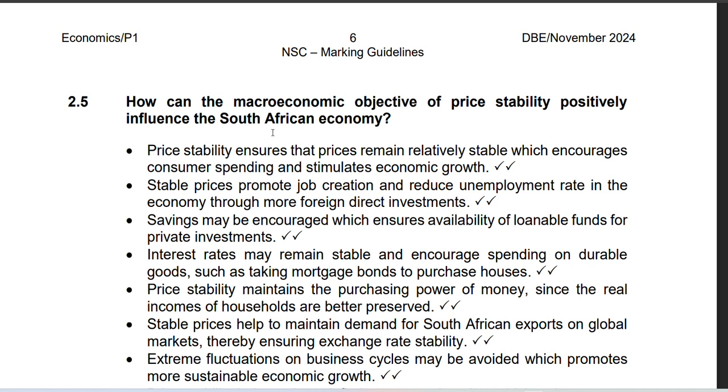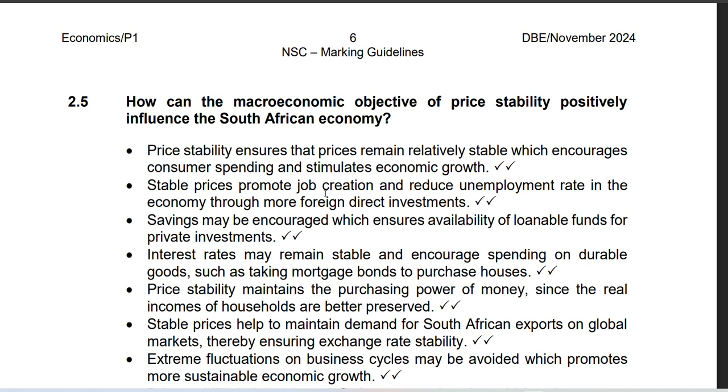2.5 says, how can the macroeconomic objective of price stability positively influence the South African economy? Price stability ensures that prices remain relatively stable, which encourages consumer spending and stimulates economic growth. So what does that mean? If the price remains the same, consumers have no rush in buying more or buying less because they know that the price will remain at the level they're expecting. So when they buy, they will buy what they need and then go and buy again. So there is stability, and consumers can predict what they are going to find when they go into the shops.